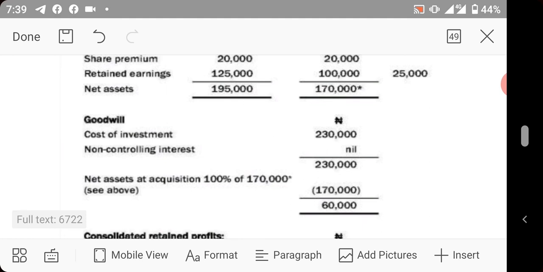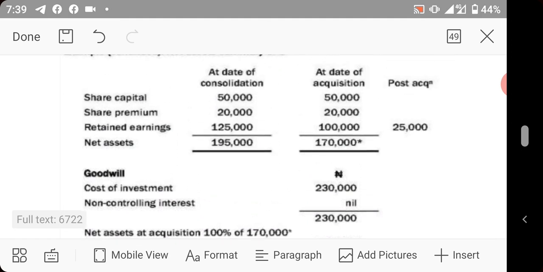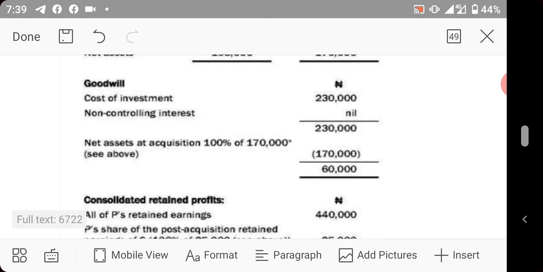Now, non-controlling interest will be nil. I have already told you why it is nil: because P acquired all the shares. So there is nothing like non-controlling interest here. It's only controlling interest that exists. So you add up, you have 230. You bring in the net assets at date of acquisition, which is 170. You subtract, you have 60,000. This is positive goodwill, which is an asset.